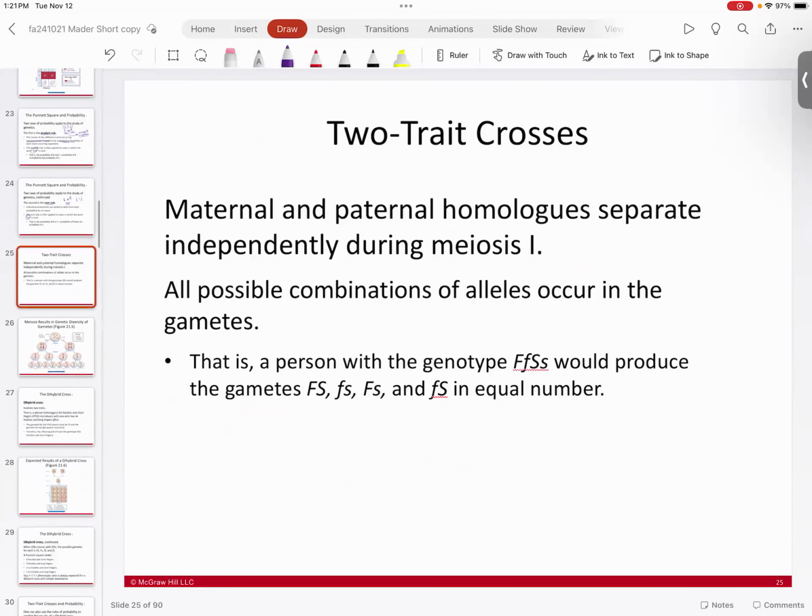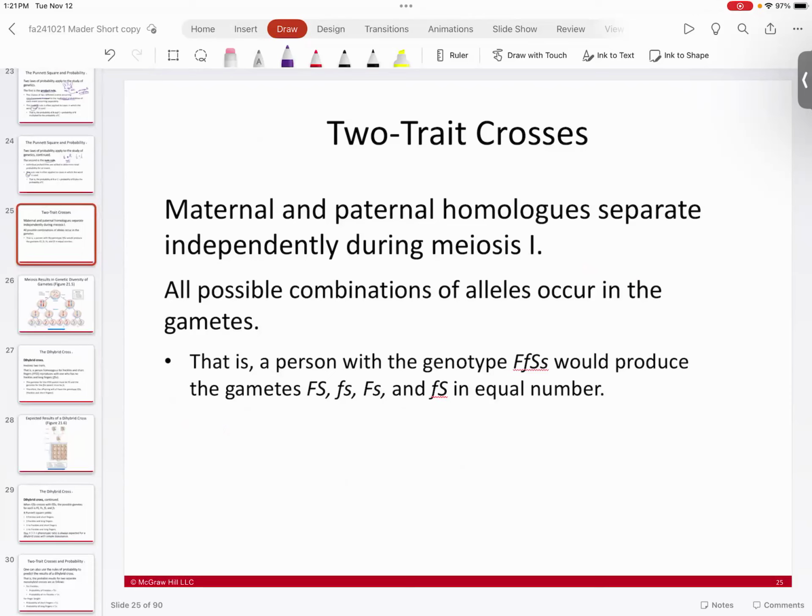Now let's go ahead and take a look at the two trait crosses. Basically, both the chromosomes from the mom and the dad separate independently during meiosis one. And so you have lots of different combinations of alleles because of the way you orient yourself in meiosis one. So for instance, if a person had a genotype that is heterozygous for both the F and the S gene, then they would produce 4 different gametes. Now, here's what I want to do. I want to write this out for you so you can see where these gametes come from. And I'm going to put a little slash through the little s so you know which one it is.